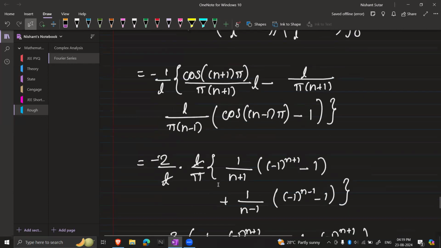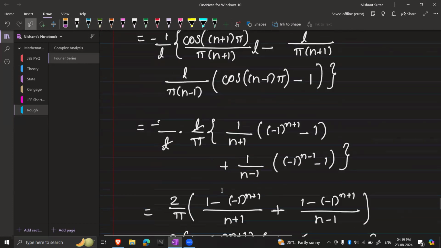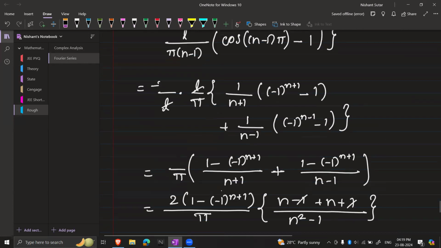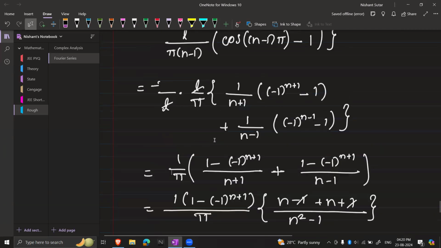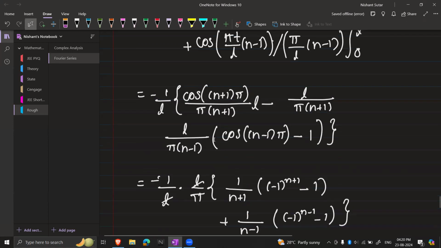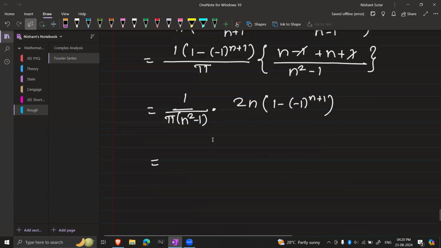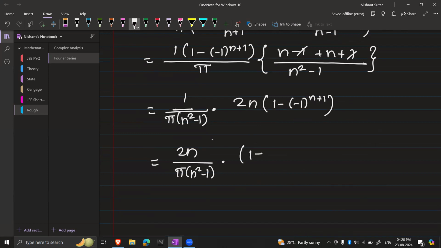So in the final answer, instead of these 2 and these 2 and these 2, everywhere we will have 1 here, 1. So the final answer will look like 2n upon pi n square minus 1 into 1 plus minus 1 power n.